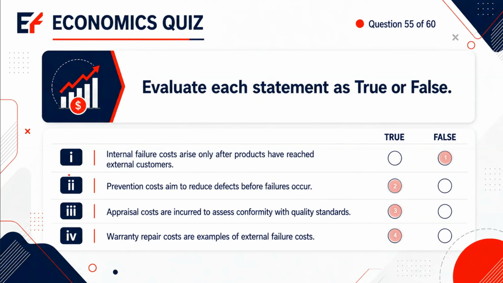Internal failure costs occur before goods or services reach the customer, such as scrap, rework, or correcting defects during production. Prevention costs are incurred to avoid defects before they happen, for example, through quality training and process improvement. Appraisal costs involve inspecting, testing, and assessing whether products meet required quality standards. Finally, warranty repairs occur after customers have received the product, so they are classified as external failure costs.